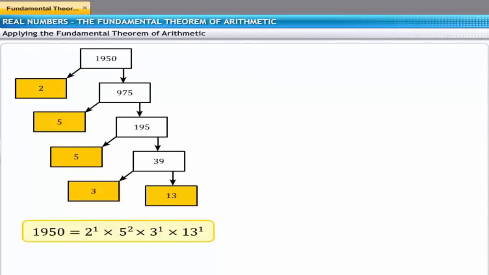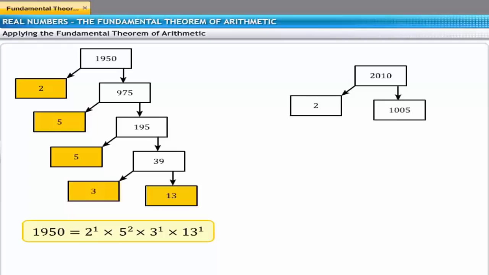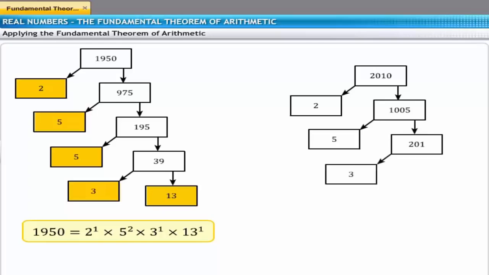We already have the prime factorization of 1950. Now, let's take another number, say 2010, the year India hosts the Commonwealth Games. Let's find the prime factorization of 2010. Dividing 2010 by 2, we get 1005. Dividing 1005 by 5, we get 201. Dividing 201 by 3, we get 67, which itself is a prime number.